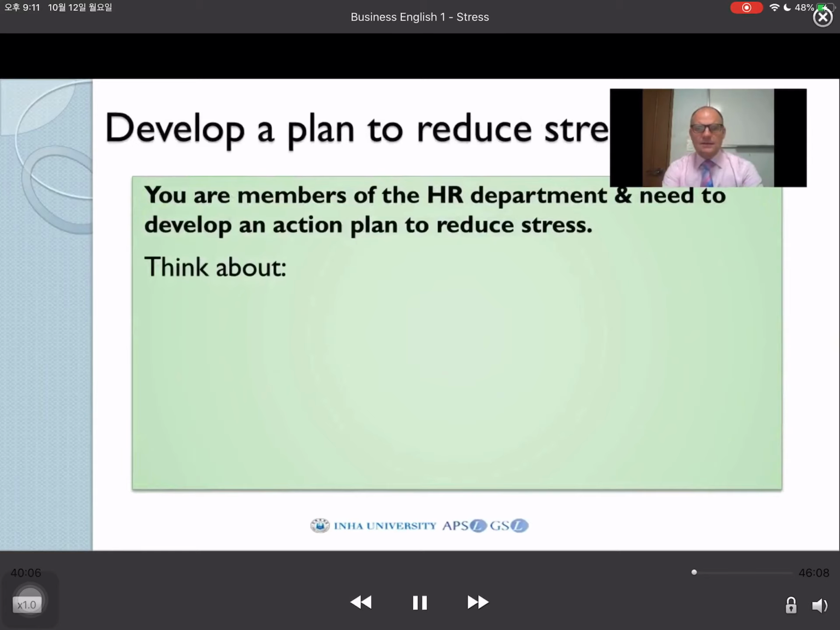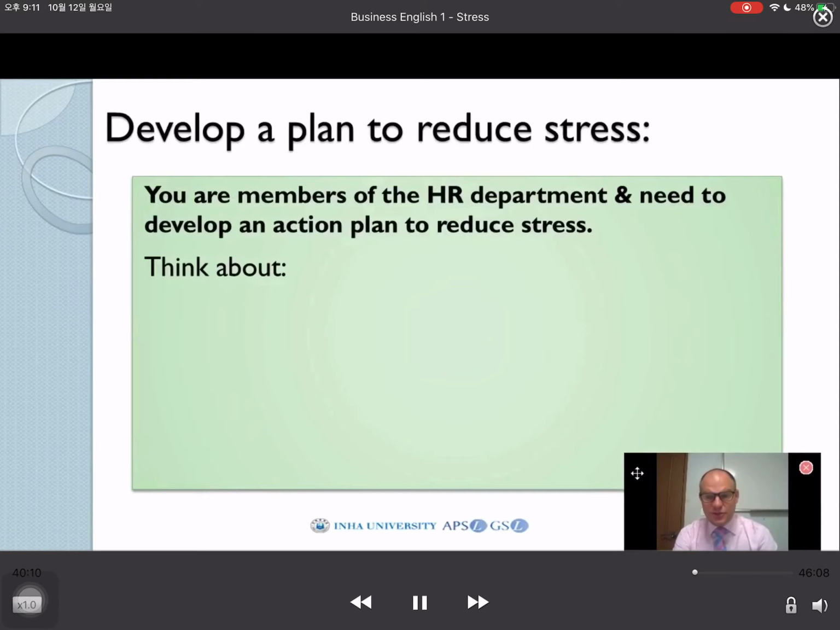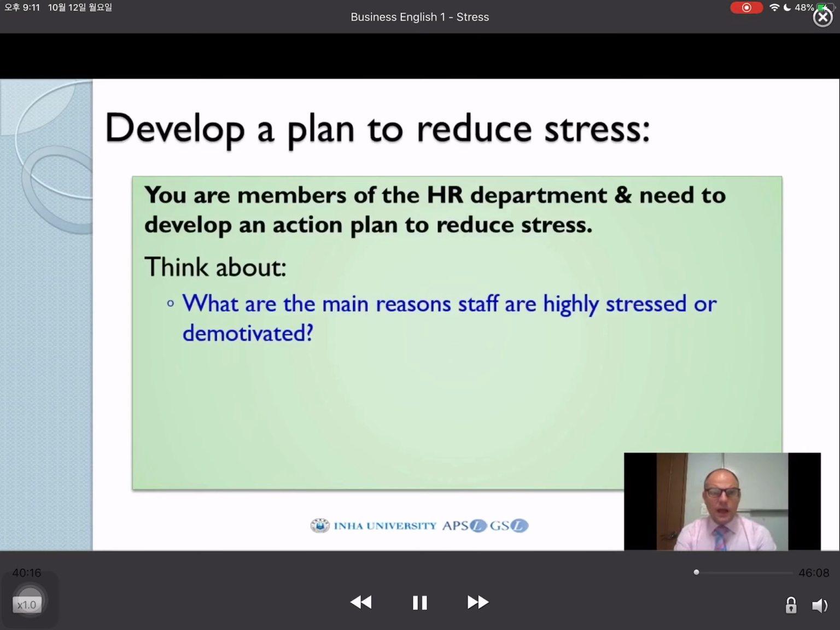So, as a member, what you need to do is develop a plan to reduce the stress, just like I mentioned with James. You are a member of the Human Resource Department. You need to develop an action plan to reduce the stress.